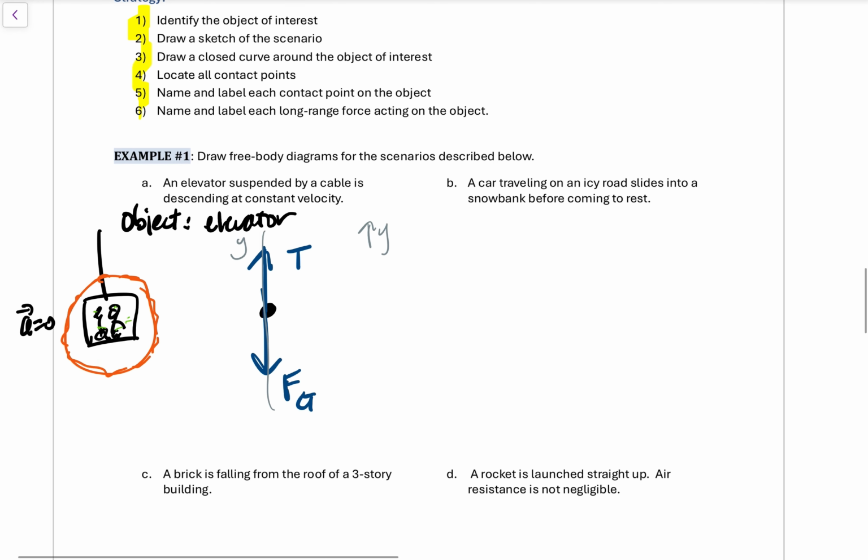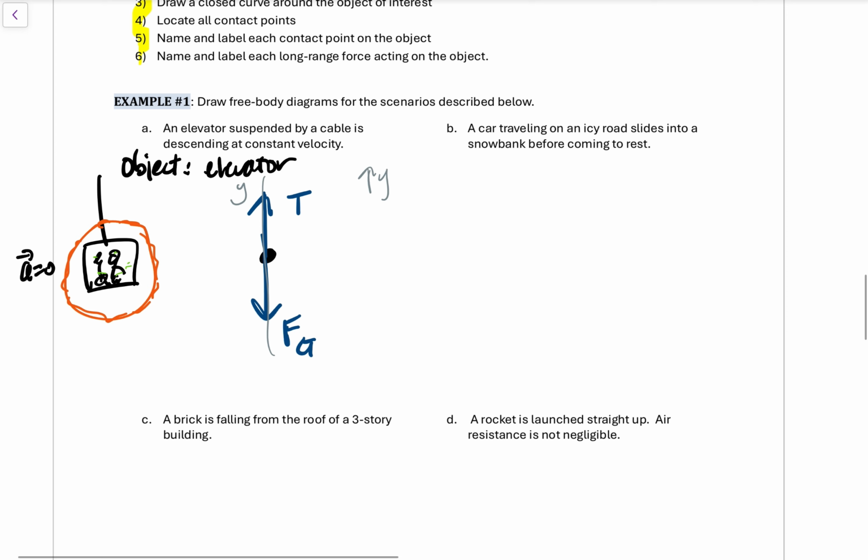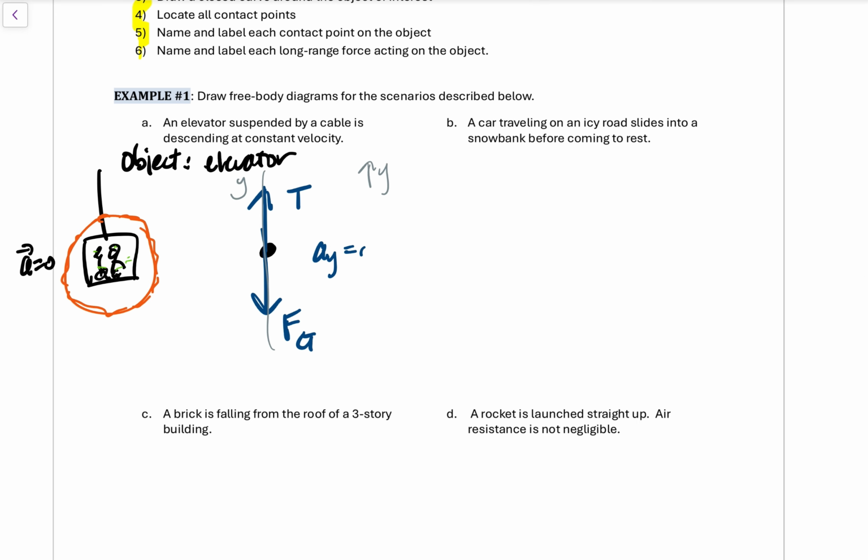The other thing that will be helpful, especially as we start working through problems, is to say what your acceleration is if you know anything about it. In this case, it said constant velocity, so a_y is equal to 0. In your free body diagrams, you will want to indicate what you know about the acceleration, because that's going to connect us to our starting equation. So, complete free body diagram for this one: I have two forces, my acceleration is equal to 0, and I've got a coordinate system indicated as well.